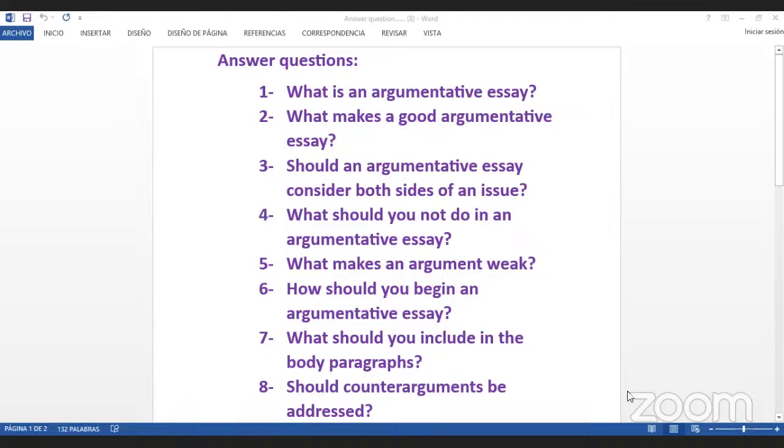And number eight, should counterarguments be addressed? Yes, you should address counterarguments by bringing them up yourself briefly and then refuting them using logic and evidence. So this strengthens your own position by critically analyzing opposing views. So with this information, I'll share with you the next video for the slide.